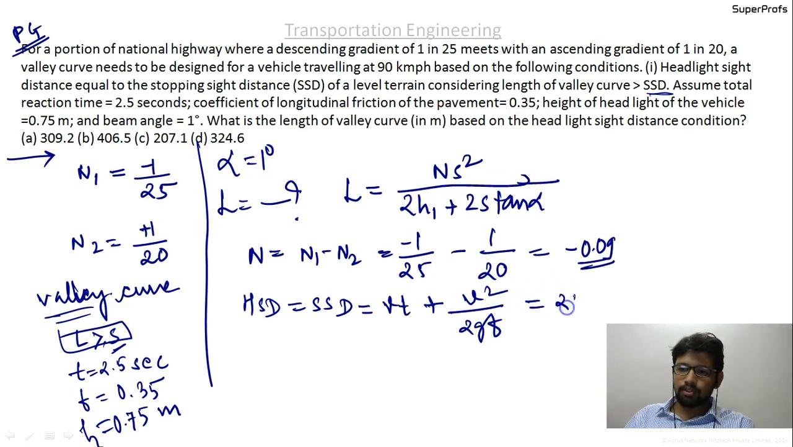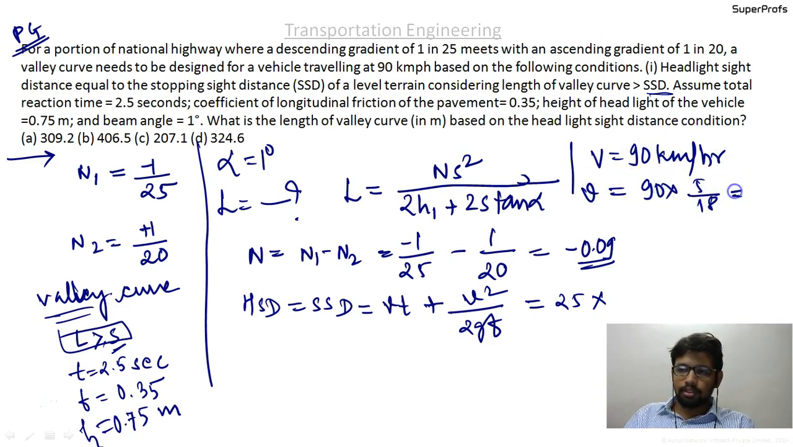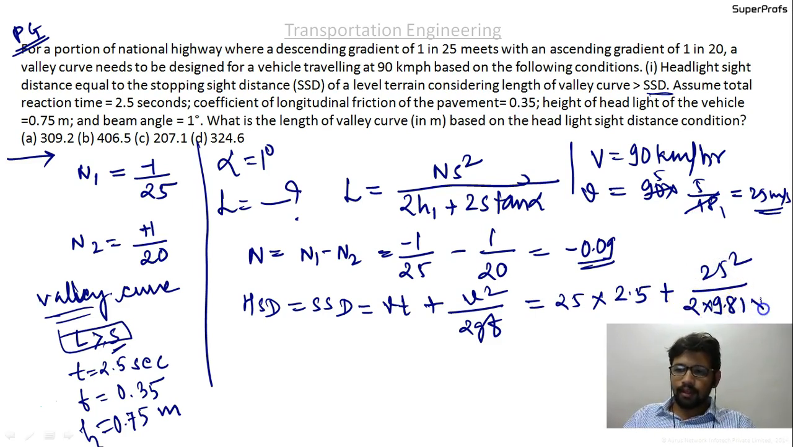So the small v over here is 25. Since the vehicle is traveling with V equal to 90 kilometers per hour, which is equal to small v equal to 90 into 5 by 18, which is 25 meters per second. That is the way I have written. So v is 25, into t, the reaction time of 2.5 seconds, plus small v, 25 square, over 2 into g, 9.81, and f is 0.35.